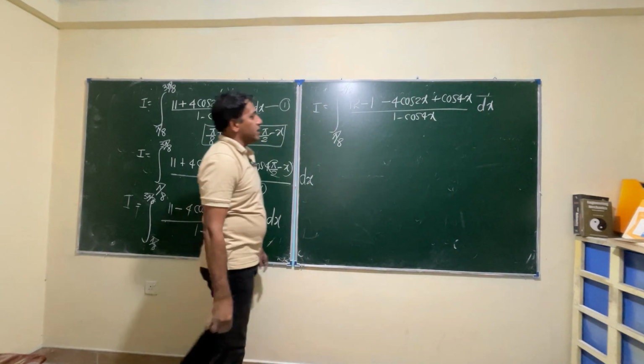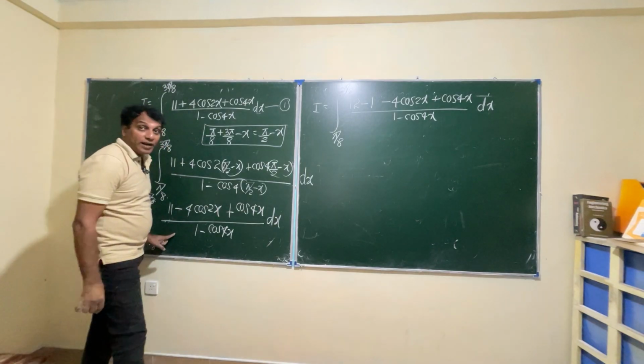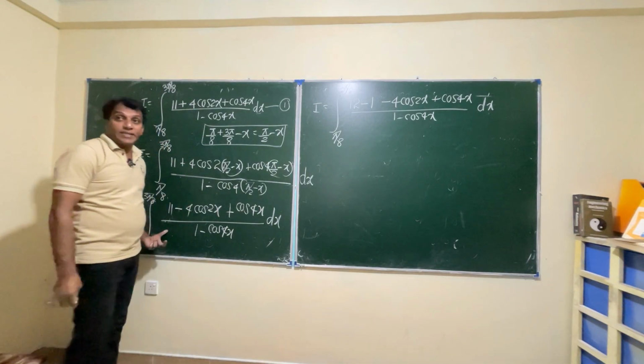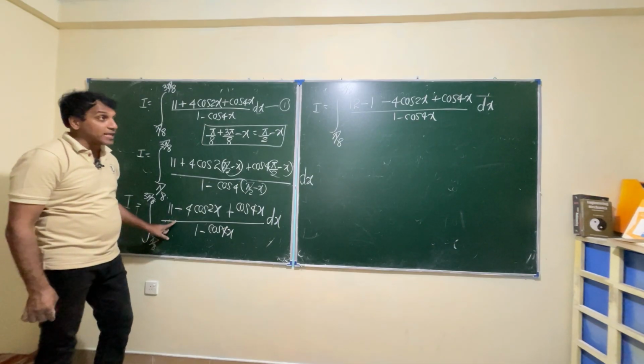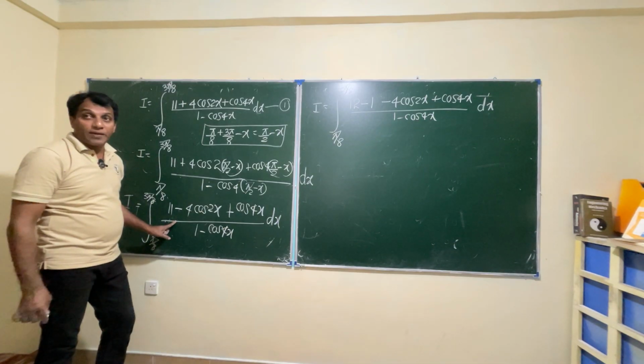So can I write it like that? 12 minus 1 is 11. So can you rearrange it into that format? 12 minus 1 is 11, and the remaining parts are available.